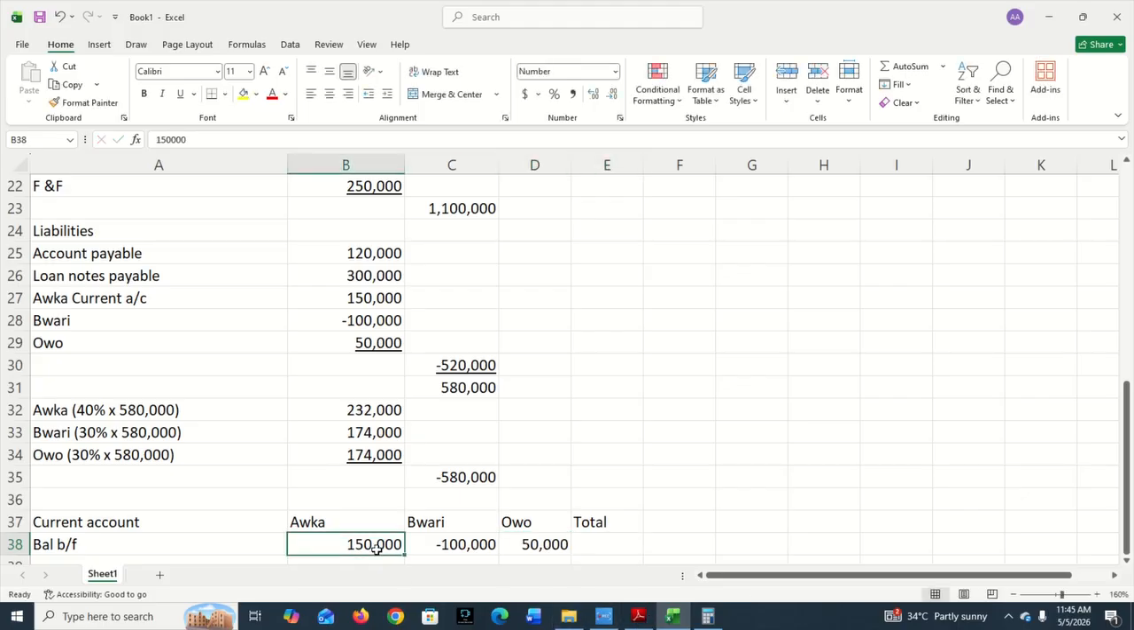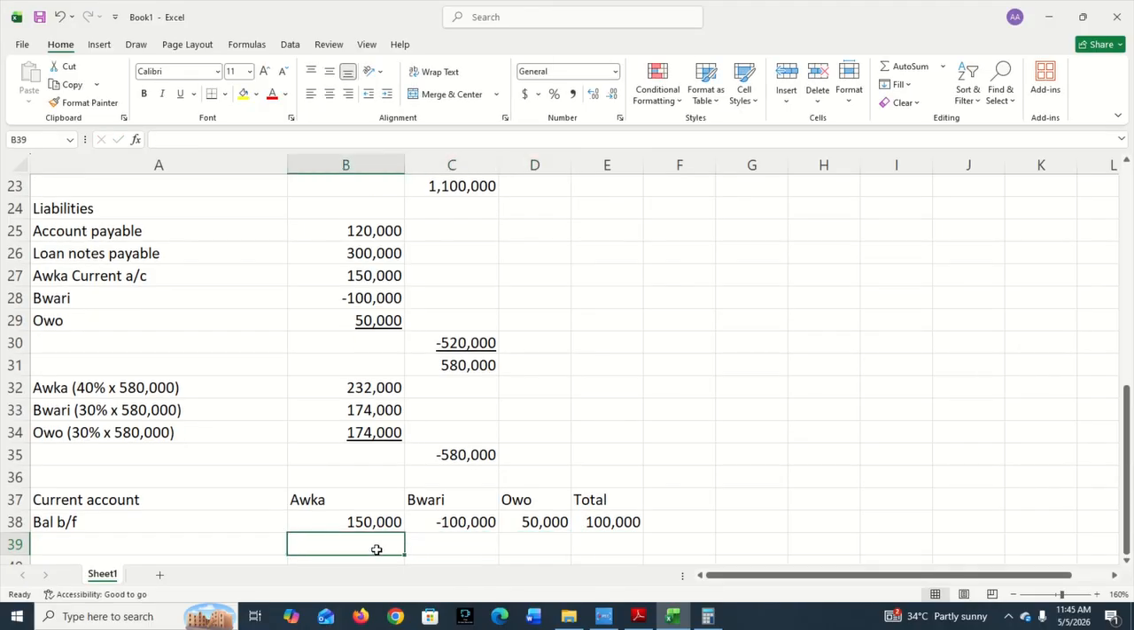Let's add it. 150. This will give me 100,000. Okay. Then we'll now start looking at what happened during the year. So what are the things that happened during the year? I told you that your current account is where you treat your salary. So let's have salaries first. So salaries that each of them collected goes to their current account.